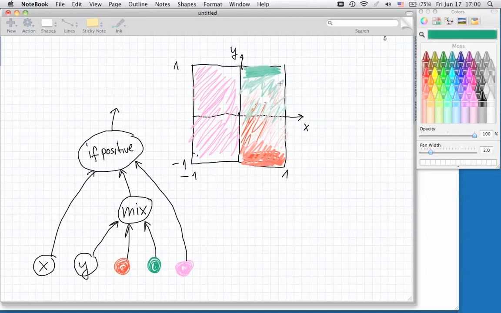With larger circuits, it's very hard to predict what the image will look like. Also, there are other operators in there, not just if positive and mix. I think there are about 24 operators.